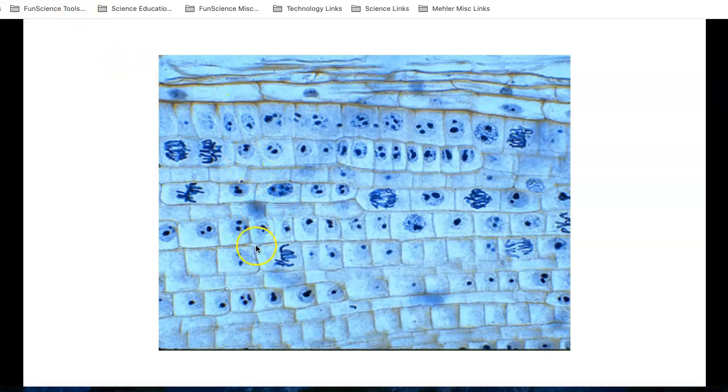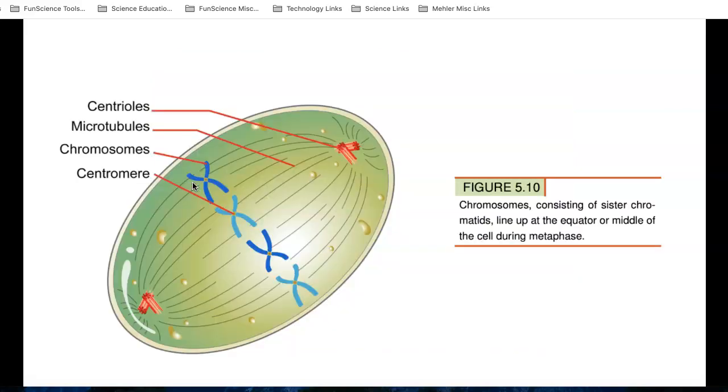In the next slide, we're going to take a look at a cell where the chromosomes are all lined up right here in the middle of the cell in metaphase. And we're going to look at some specific parts. These are chromosomes consisting of the sister chromatids. That's what each of these is called, the sister chromatid. The chromosome itself is this whole thing, and this one side is the sister chromatid.